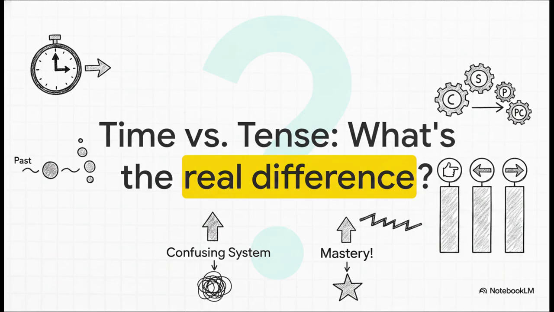Right off the bat, we need to challenge a very common misconception. When we talk about grammar, most people just naturally use the words time and tense as if they are the exact same thing. But actually, they aren't. If you don't separate these two ideas in your head, the entire grammar system is going to feel incredibly confusing. Understanding this fundamental difference is absolutely your first step to mastering the language.